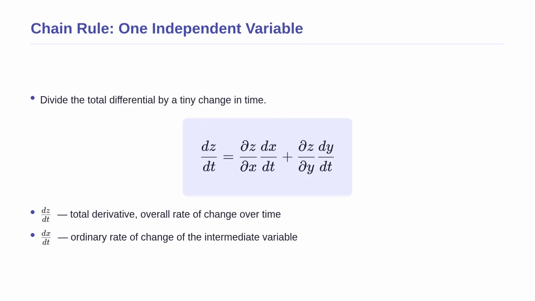Building on the total differential, what happens if both inputs are changing as time passes? We simply divide the entire previous equation by a tiny change in time, dt. This gives us the standard chain rule formula for one independent variable. The term dz over dt is the total derivative, meaning the overall rate at which the final output changes as time moves forward. The term dx over dt is the ordinary rate of change of the first intermediate variable with respect to time. The formula clearly shows that the total rate of change is a weighted sum. If the partial derivatives increase, meaning the surface gets steeper, the total rate of change will also increase.